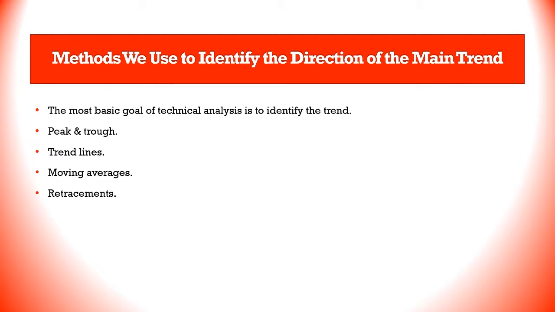Okay, so the most basic goal of technical analysis is to identify the trend. What tools do we have to identify the trend? The oldest way, and it's talked about even in Dow theory more than 100 years ago, is peak and trough. When you see tops falling down and bottoms falling down, that's a downtrend. When you see tops moving higher and bottoms also are higher than the one before, each bottom is higher than the one before it, and each top is higher than the one before it, then that is an uptrend. Okay, the second and probably the most used way of identifying a trend is trend lines.